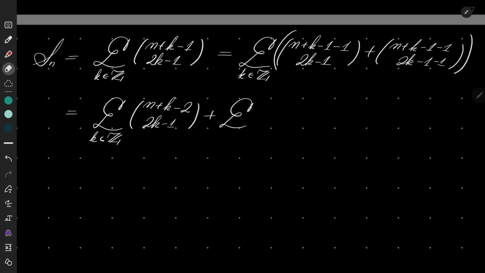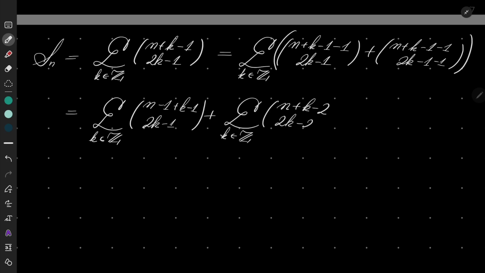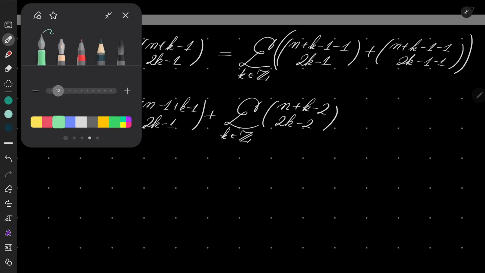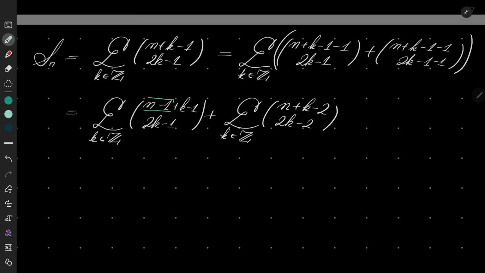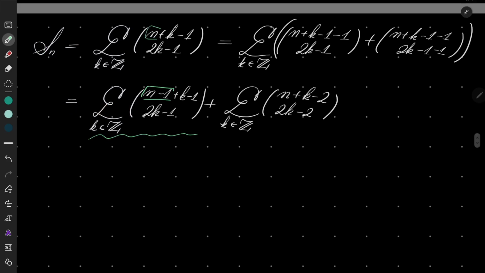or you know what I will do? Maybe I will write the first binomial coefficient in this way: n minus 1 plus k minus 1. And the second will be a sum over integers of n plus k minus 2 choose 2k minus 2. If you look closely, since we have n minus 1 here instead of n, this first sum is just S of n minus 1. Okay, now that's something. And what can we do with the second sum?